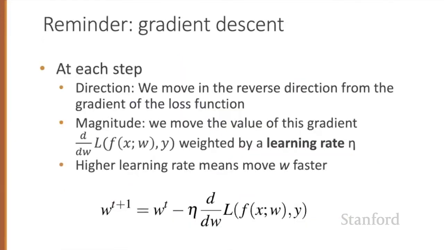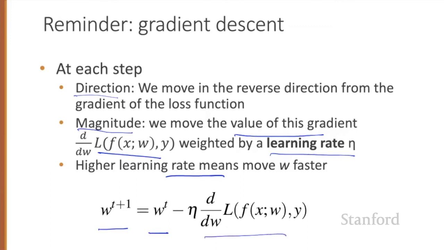Now remember gradient descent. At each step, we move our weights in the reverse direction from the gradient of the loss function, and the amount we move the weights is the value of this gradient, weighted by a learning rate eta, where the higher learning rate means we're going to move faster. So the weights at step t plus 1 are the weights at step t minus eta times the derivative of the loss function.